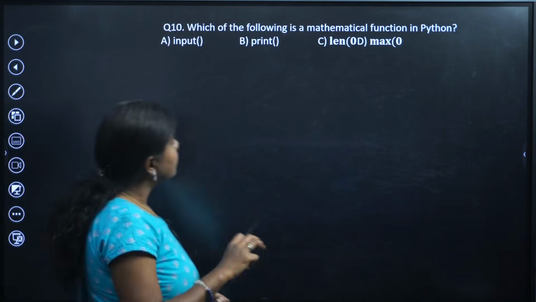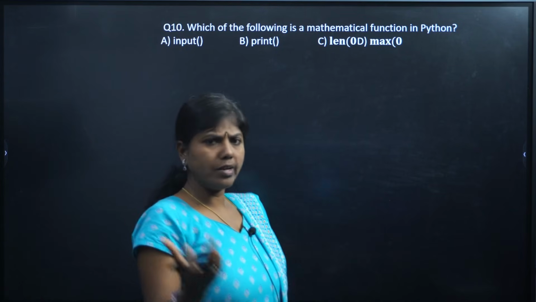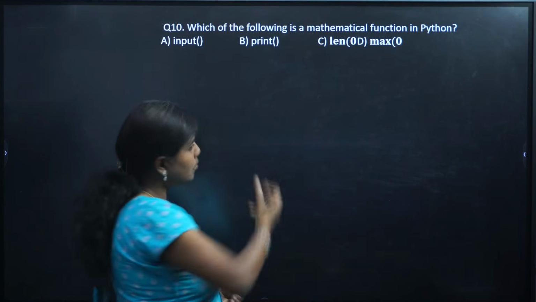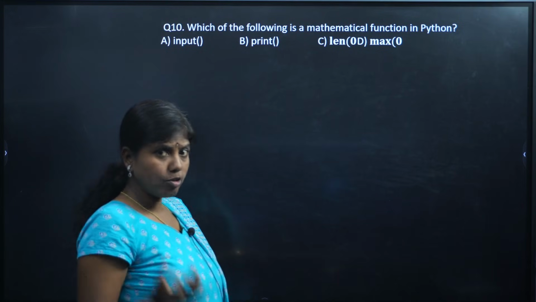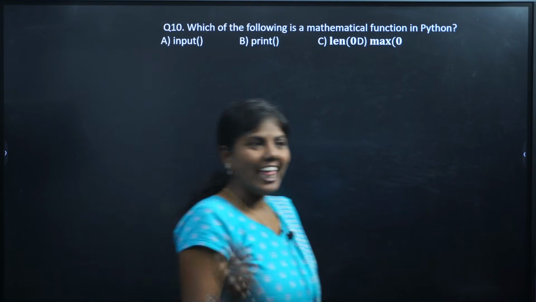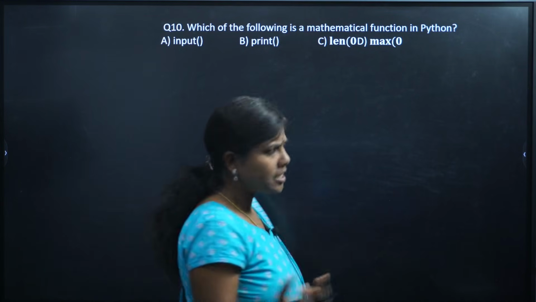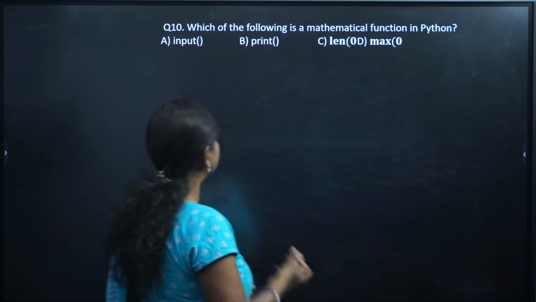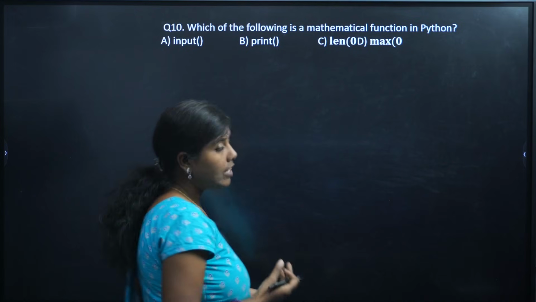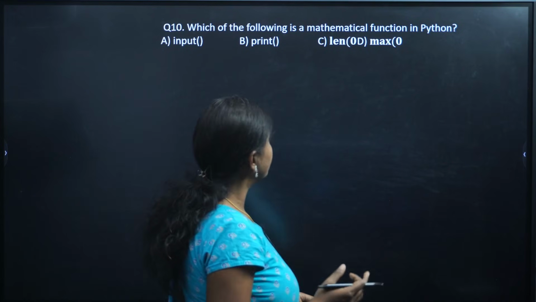Next: which of the following is a mathematical function in Python? Let's consider the input function. It's going to take everything: int, float, char, and then it can be a list, whatever it is. List comprehension also, in one line only you're going to get it. Then we have a print function, and then we have a len function. The len function, of course, also works for dictionary, tuple, everything.